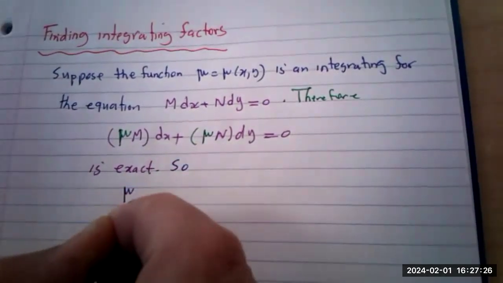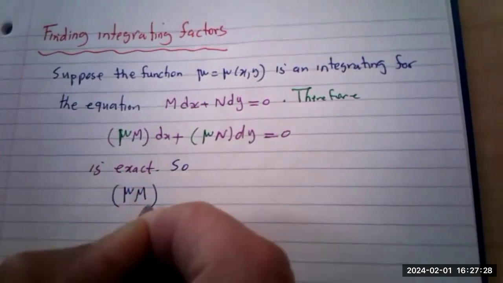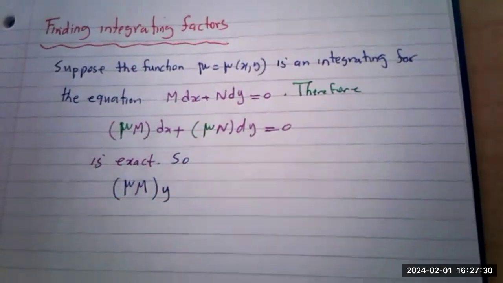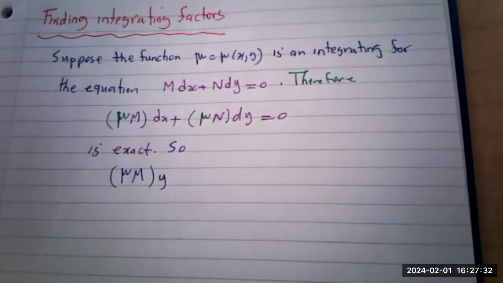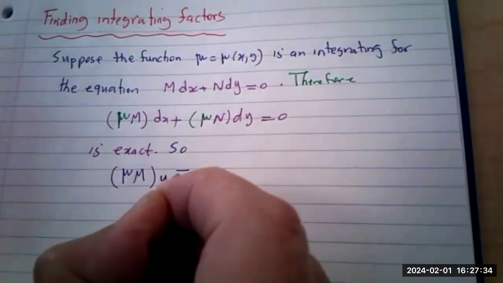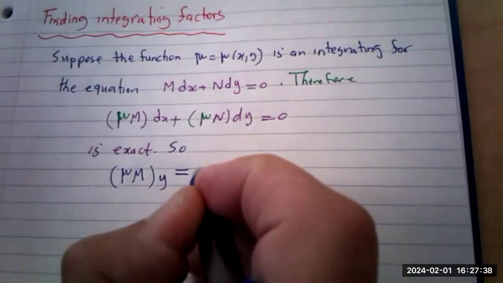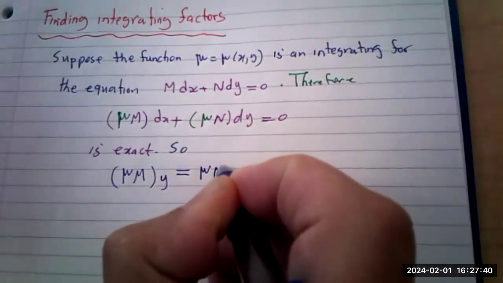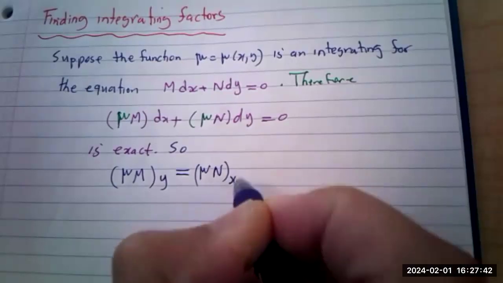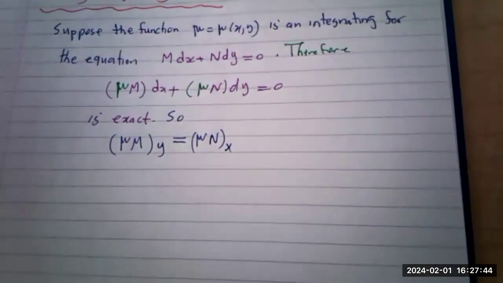Derivative of this function with respect to y, I write it in this form, the partial derivative. It is equal to what? It's going to be equal to the derivative of the other function with respect to x, so mu N with respect to x. I'm going to make a formula. Okay, now let's go on.